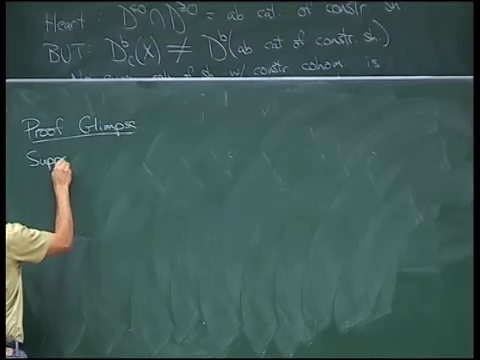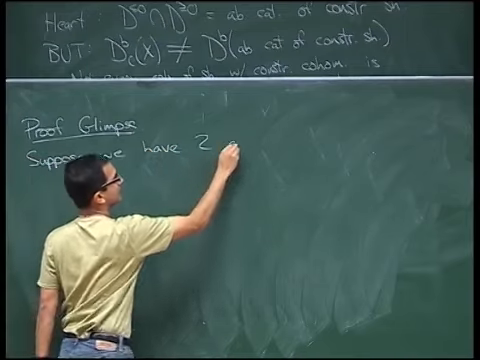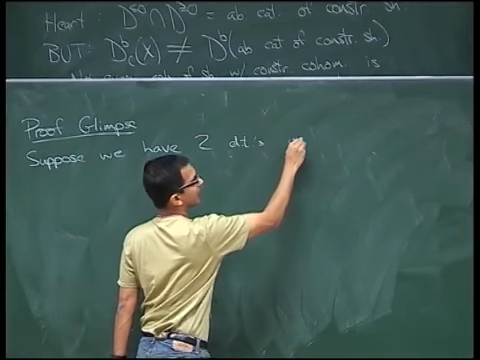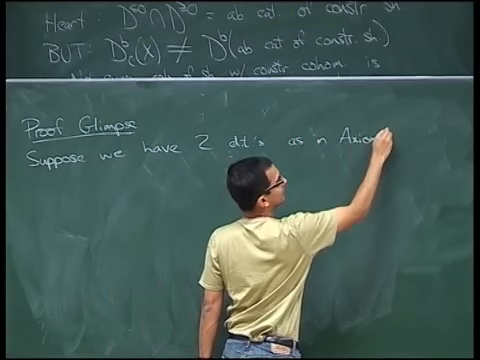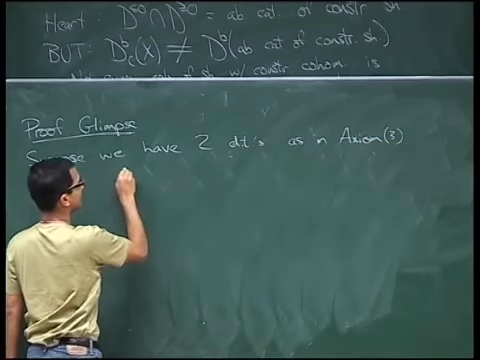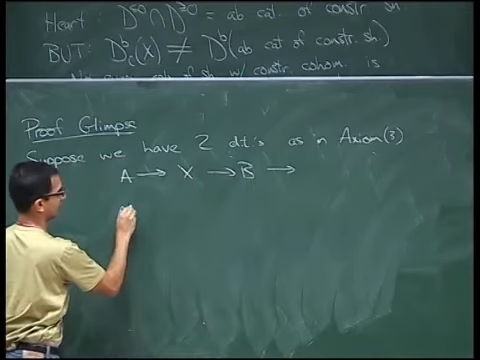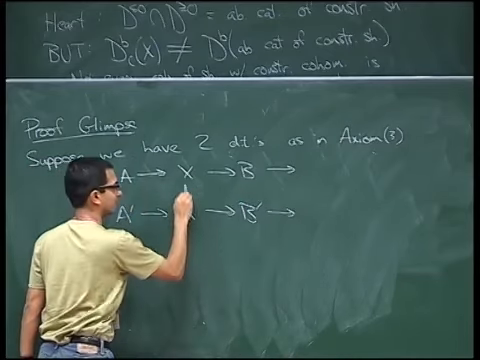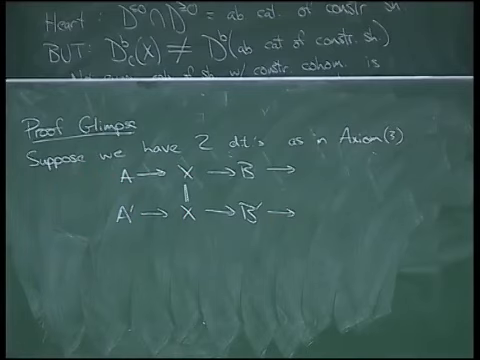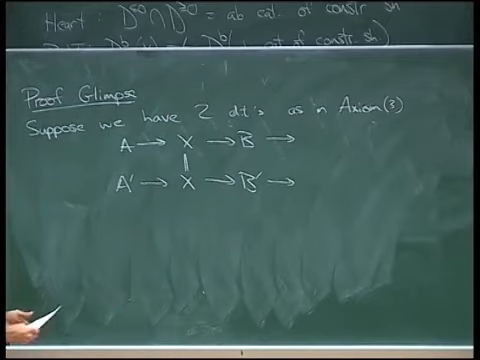So let's suppose we have two triangles that satisfy that axiom. Let's call them A X B and A prime X B prime. Of course, the middle object is the same. So here's what I'm going to do to these.